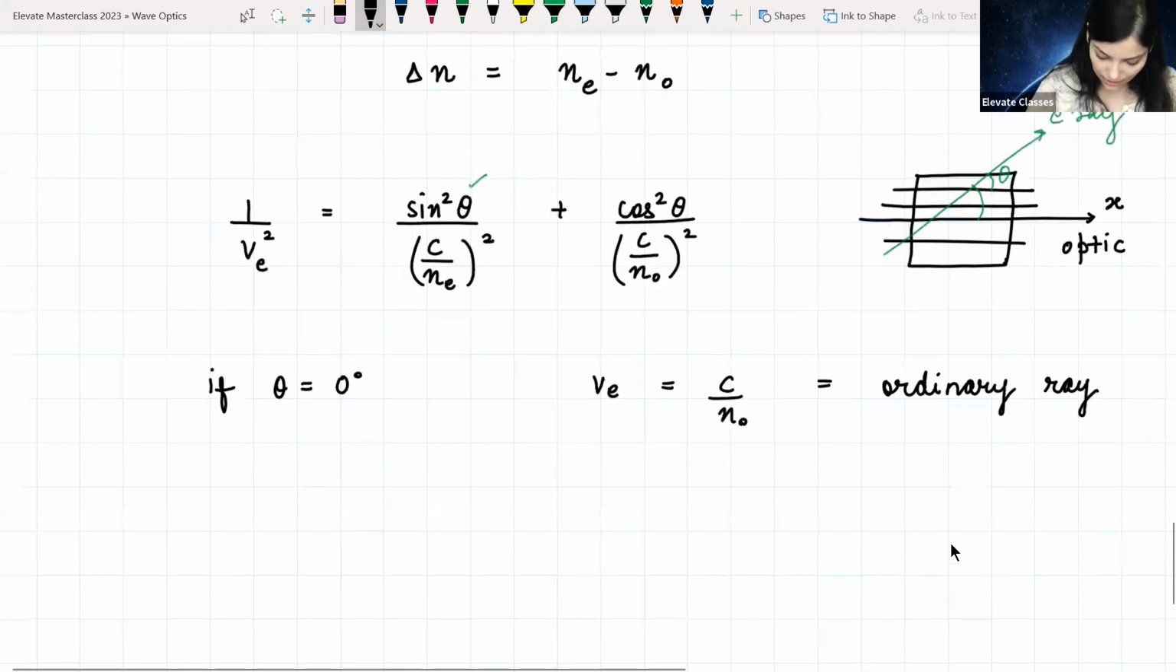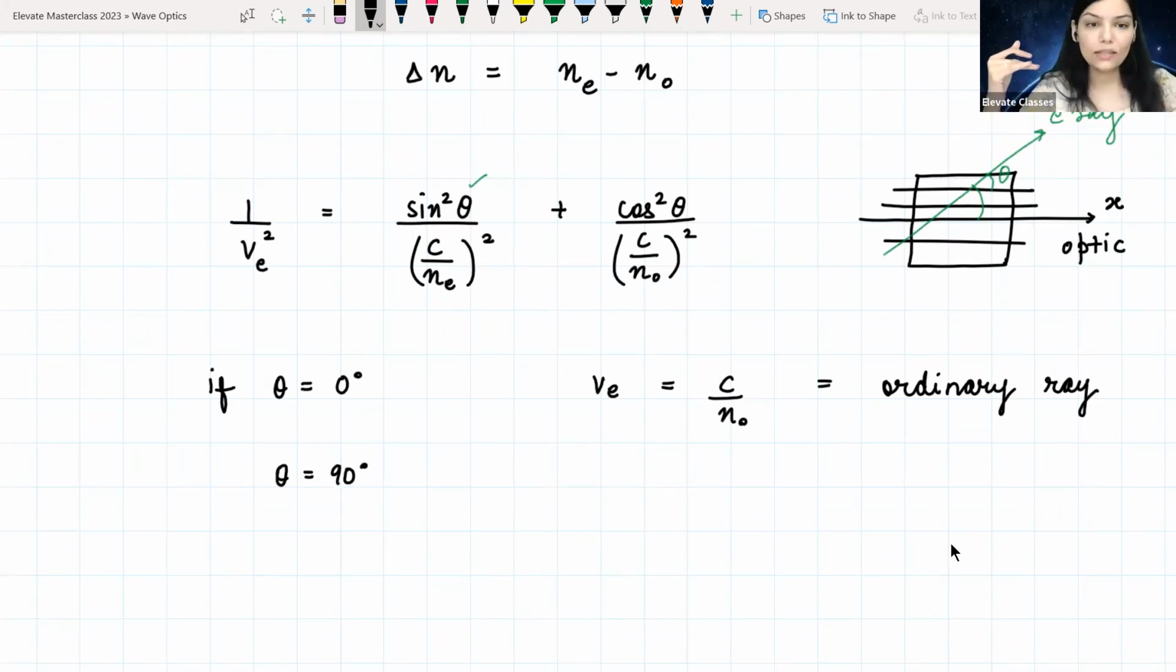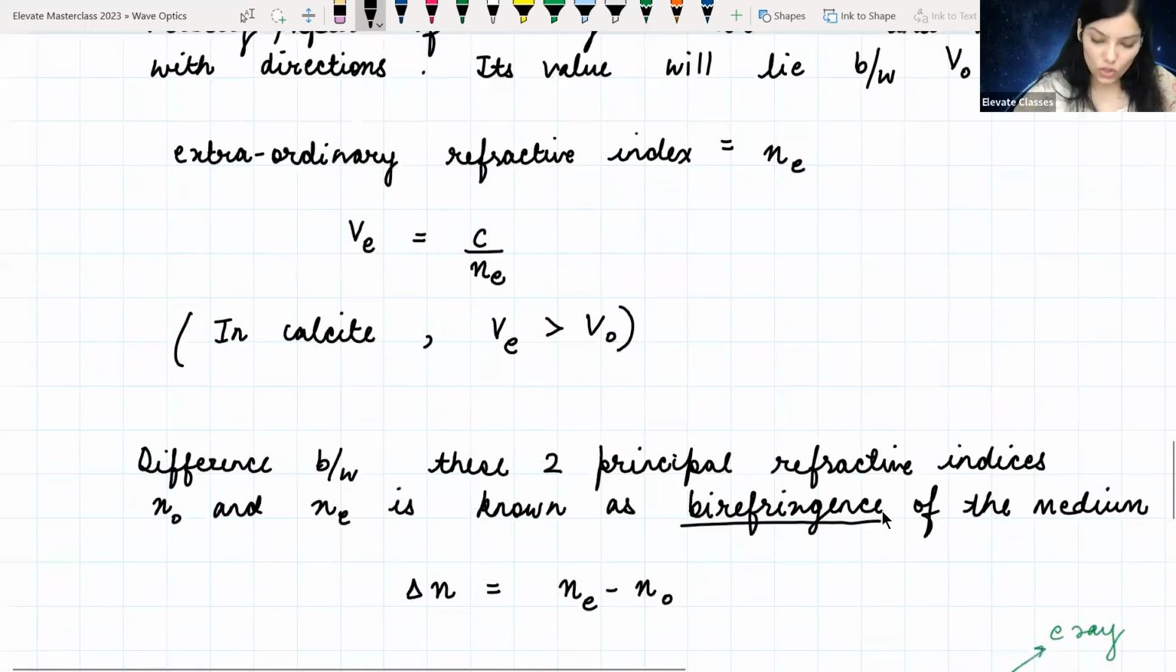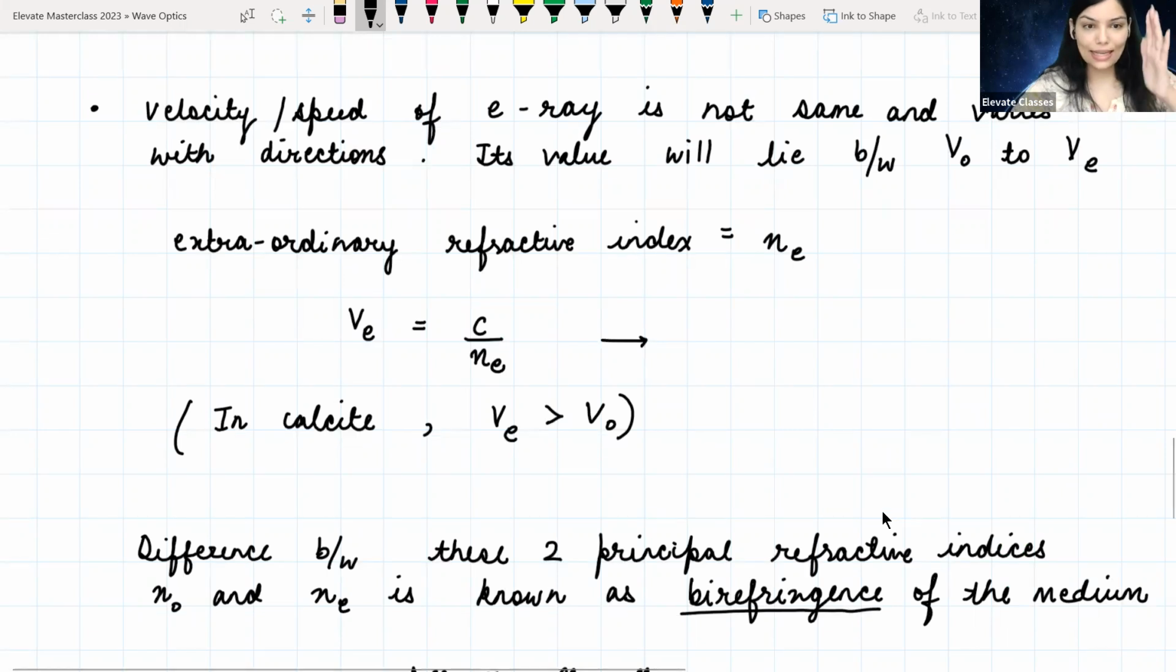So if I consider the case that theta is equal to 90 degrees, that my E ray is making a 90 degree angle with the optic axis, then what will I get? I will get VE is equal to C by NE. So these two formulas I wrote above, this is the velocity of the ray when the ray is traveling perpendicular to the optic axis. With these formulas, I am just defining the two extremes: what is the V naught, what is the VE. Okay, so this is the value of VE.